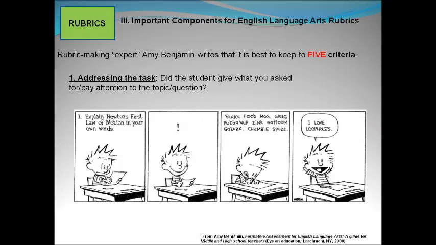Another point: important components for English language arts rubrics. One of the things that's really important to ask is, does this student address the task? So, again, those of you who are Alberta student teachers, at the grade 12 level, for instance, you've got the big end of year exams from the province, right? The big end of year student written exams.